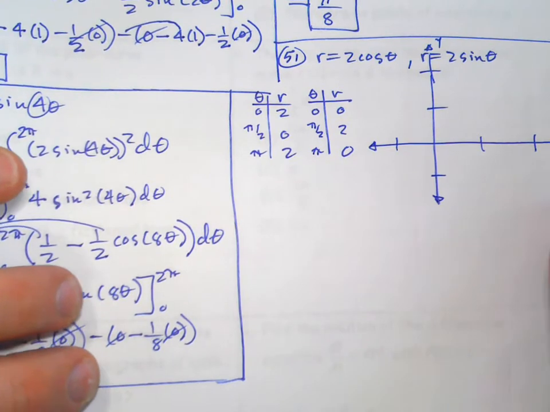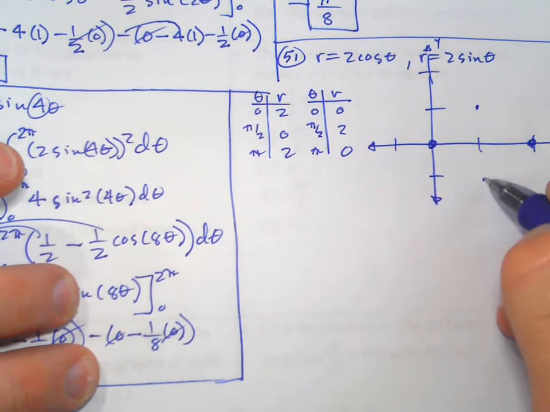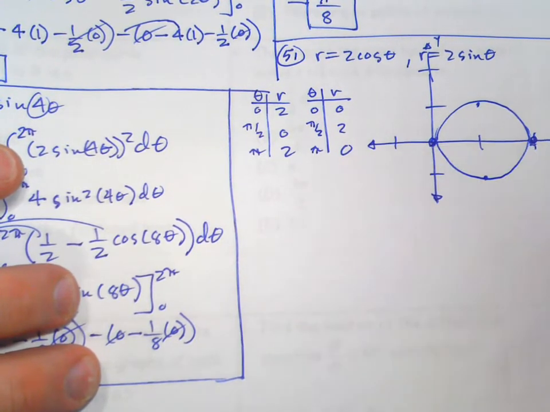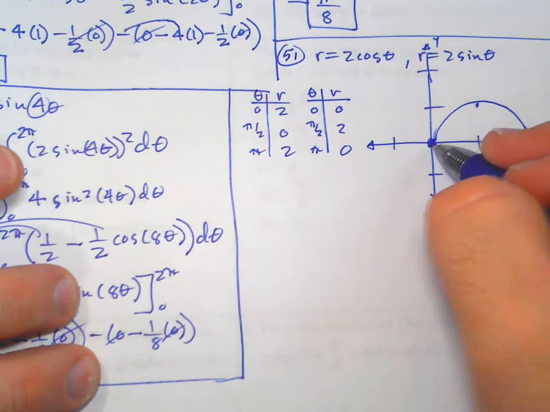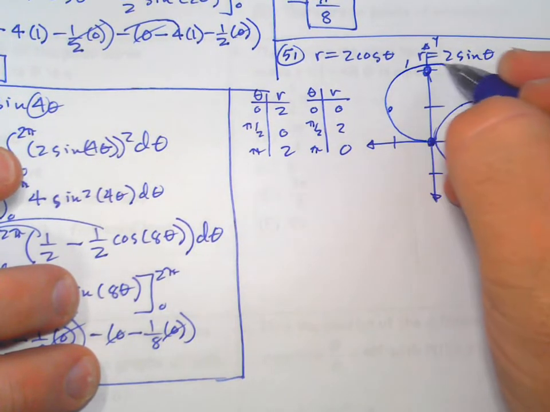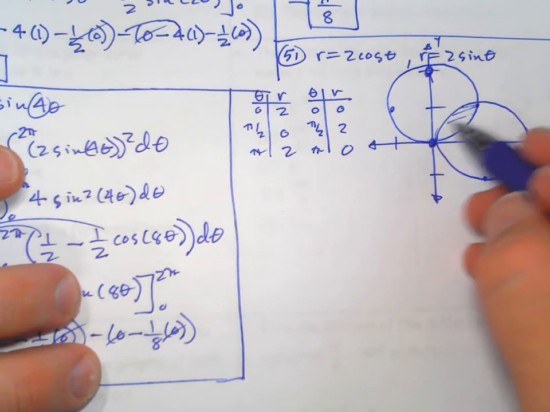Okay, so first one is 0, 2, 0. So that graph's going to look like this. The other one is 0, 0, and then pi over 2, 2. So that one's up here. And so we want the area shared between them, which is this area right here.